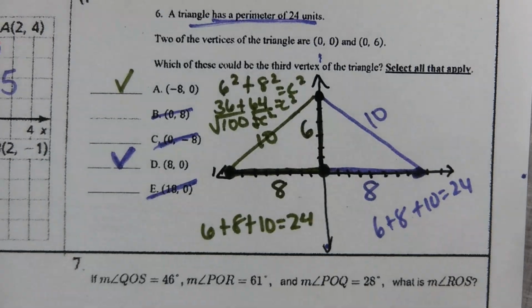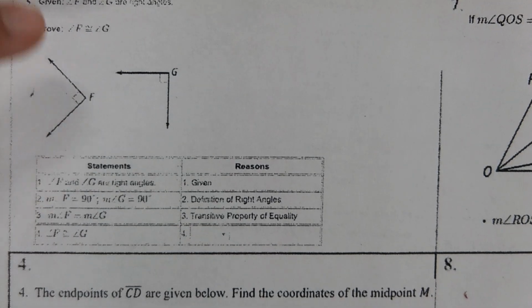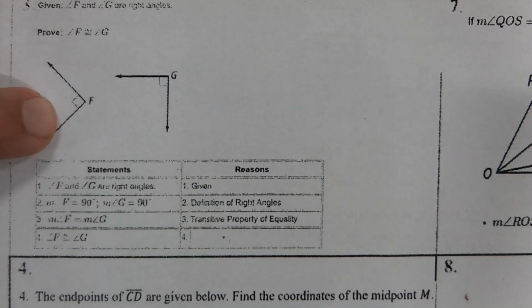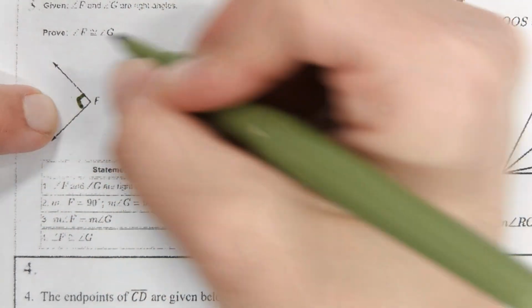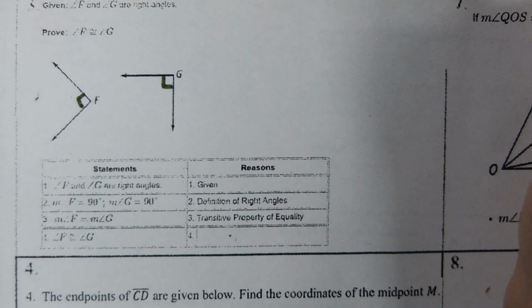Okay, the next one is a proof, but it's actually really simple. It didn't print very well, but it's really simple. It says, given angle F and G are right angles, and it shows that they are right angles, prove that they are congruent. Well, all right angles are congruent to each other, so that's where we're headed with this.